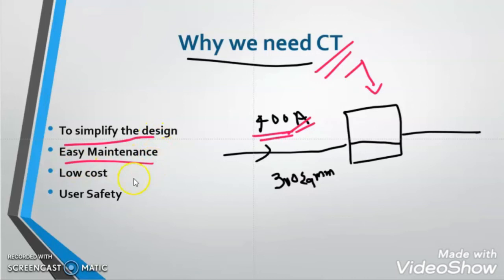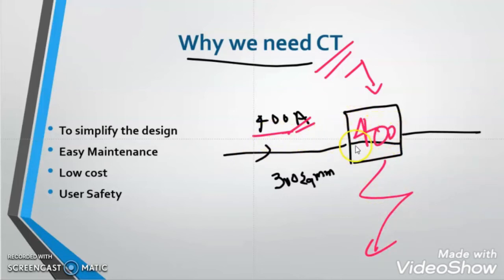The second thing is easy maintenance. How does it make maintenance easy? Suppose I have an ammeter which is directly taking 400 ampere of current, and some fault happens to the ammeter. Then we need to do maintenance for this ammeter. While doing this maintenance, we have to shut the power because the current is going through the ammeter. So there will be a power cut at the load side due to the maintenance of the ammeter. This gives an unreliable power supply.